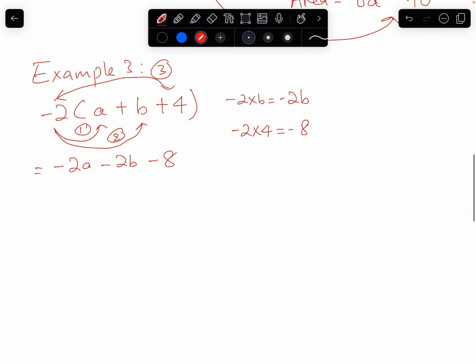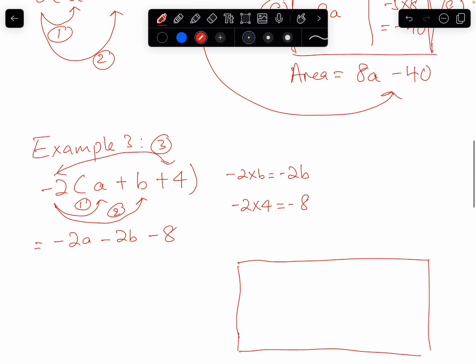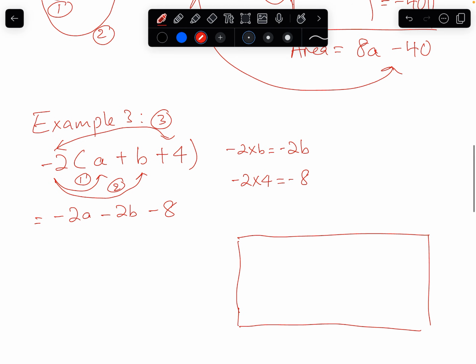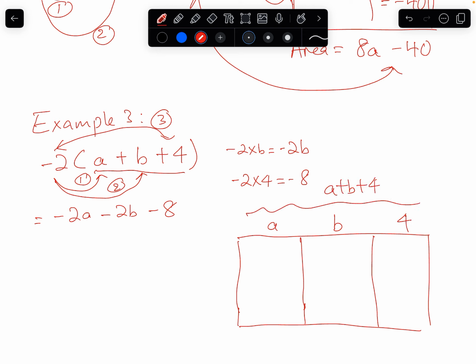Now again, if you don't like this method, where you might think this is a bit too complex, let's try to draw a little rectangle here again. But in this case, we're not going to have only 2 parts to it because this has 3 parts to it. So I probably would have to draw 3 parts to this. I'm going to call this A, I'm going to call this B because they are all positive, and I'm going to call this 4. Because when you add all these up, it's going to give me A plus B plus 4. I'm just going to call this -2.